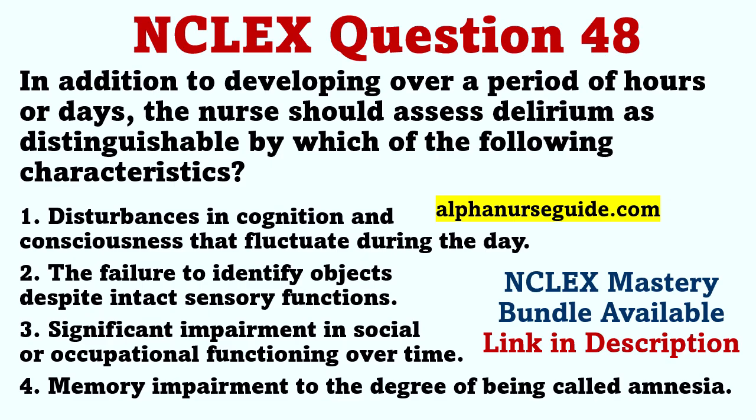The correct answer is 1. Fluctuating symptoms are characteristic of delirium. The failure to identify objects despite intact sensory functions, significant impairment in social or occupational functioning over time, and memory impairment to the degree of being called amnesia all indicate dementia.